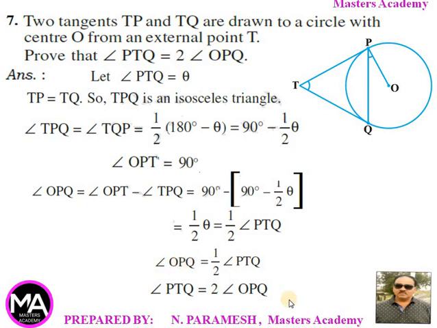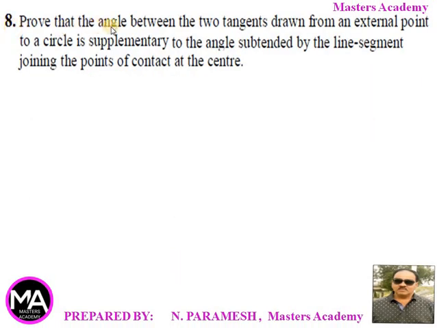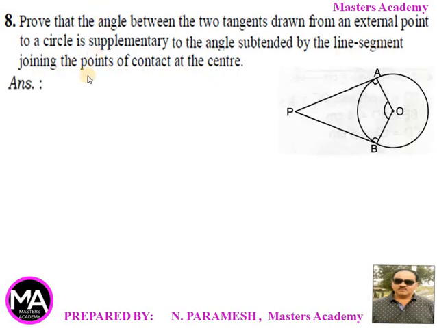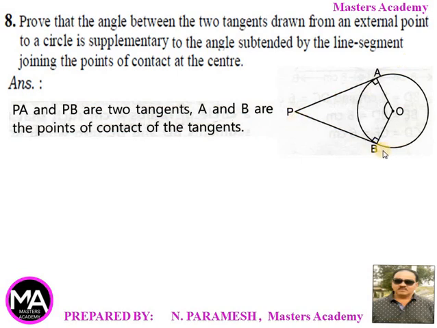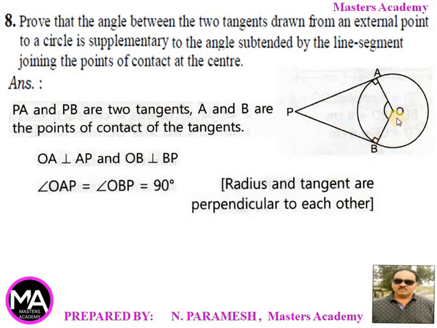Eighth question, prove that the angle between the two tangents drawn from an external point to a circle is supplementary to the angle subtended by the line segment joining the point of contact at the center. Answer, PA and PB are the two tangents, A and B are the points of contact to the tangents. OA is perpendicular to AP, OB is perpendicular to BP. Angle OAP is equal to angle OBP is equal to 90 degree. Reason, radius and the tangent are perpendicular to each other.